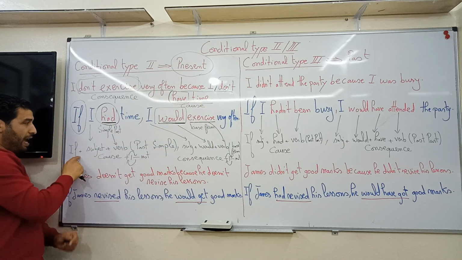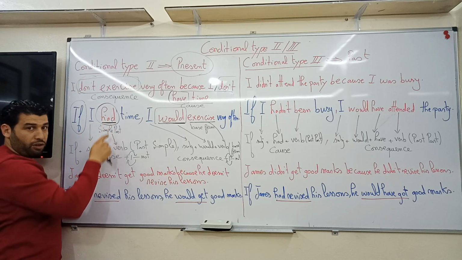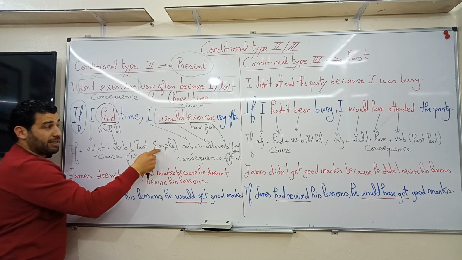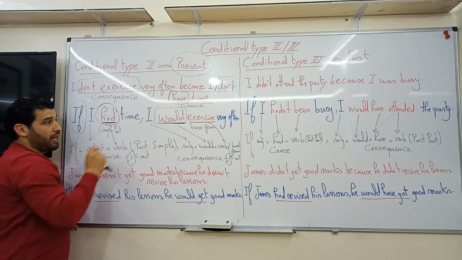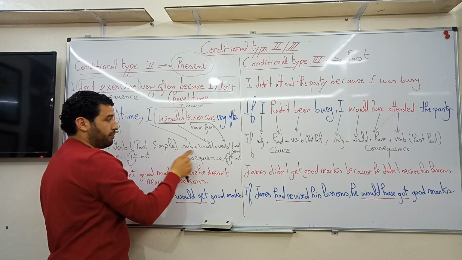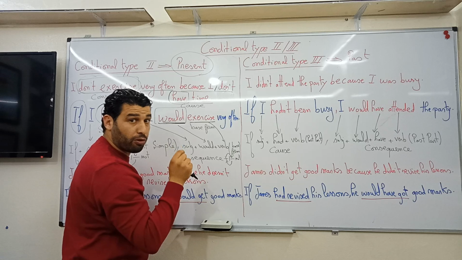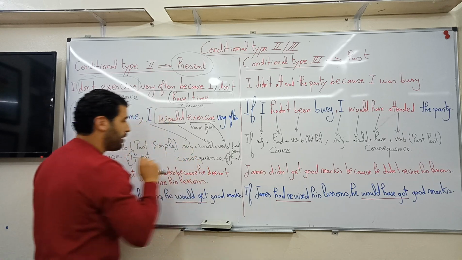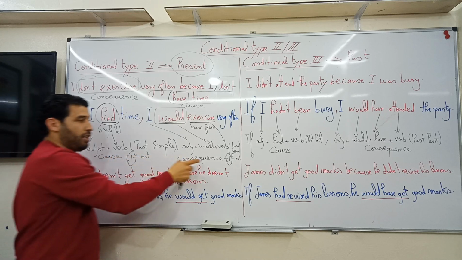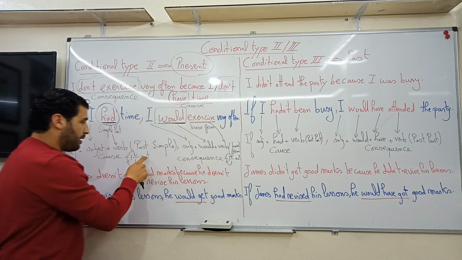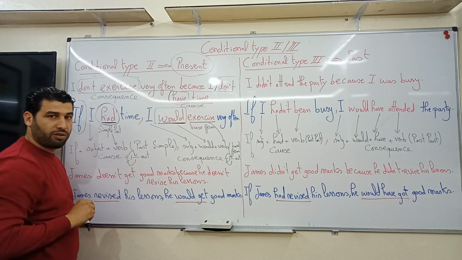Here is the rule: if plus subject plus verb in past simple, so we take the verb and conjugate it in past simple. Then subject plus would plus verb in base form, the infinitive. After "if" we always have the cause, and then the consequence. Always negative changes to affirmative, and affirmative changes to negative.